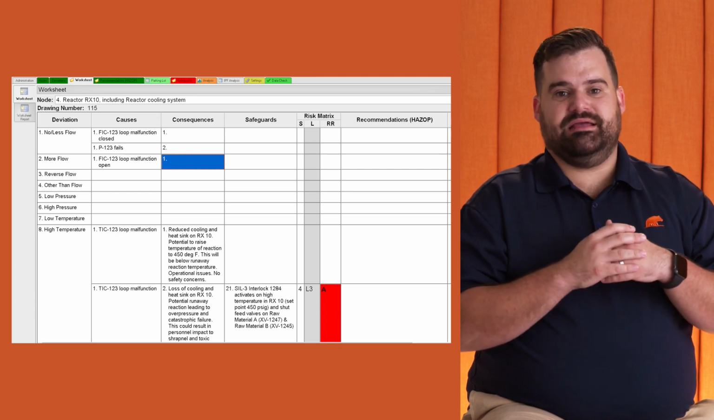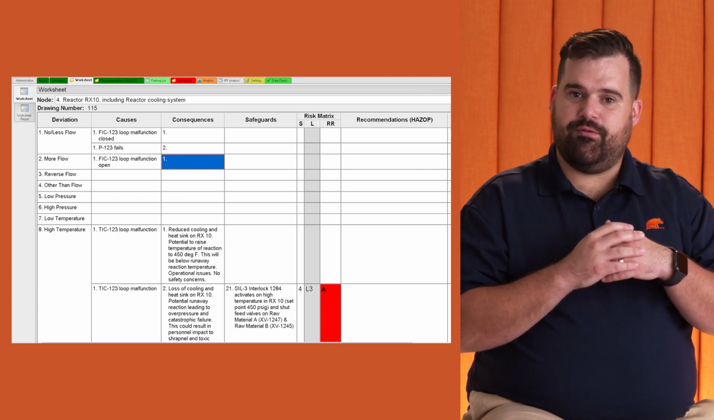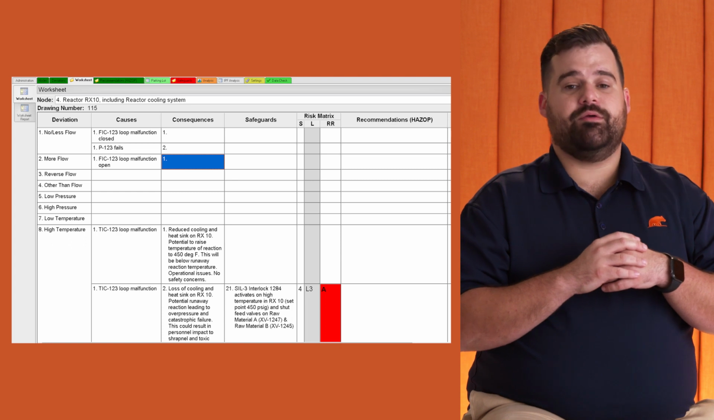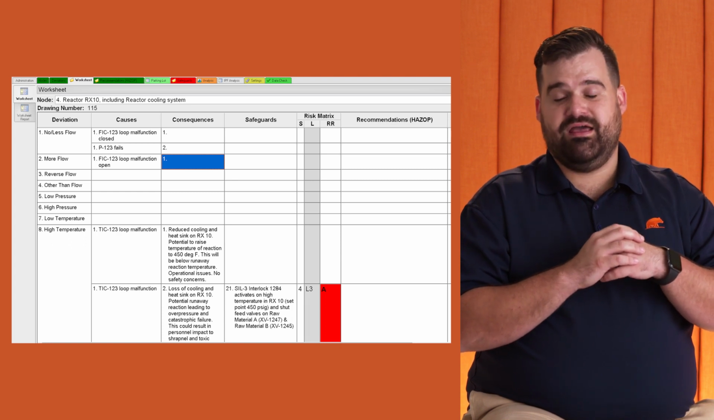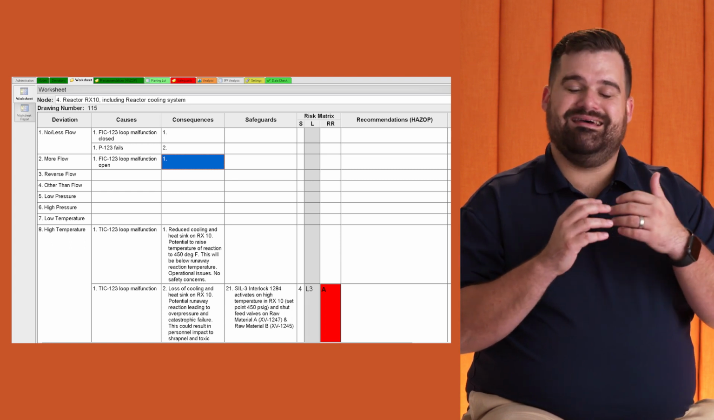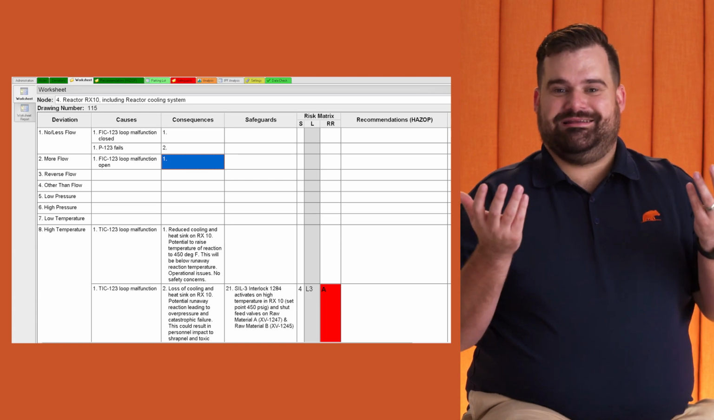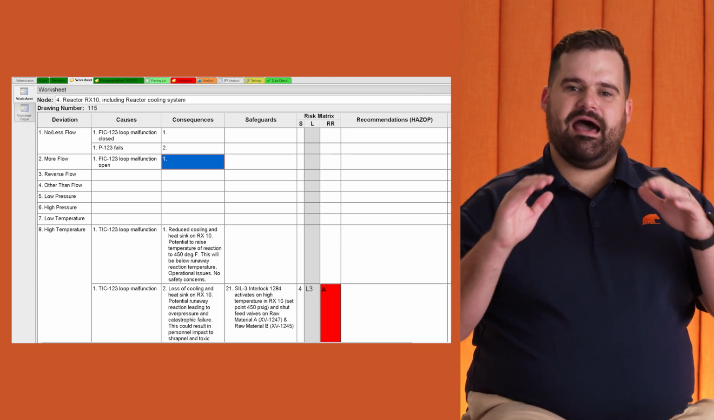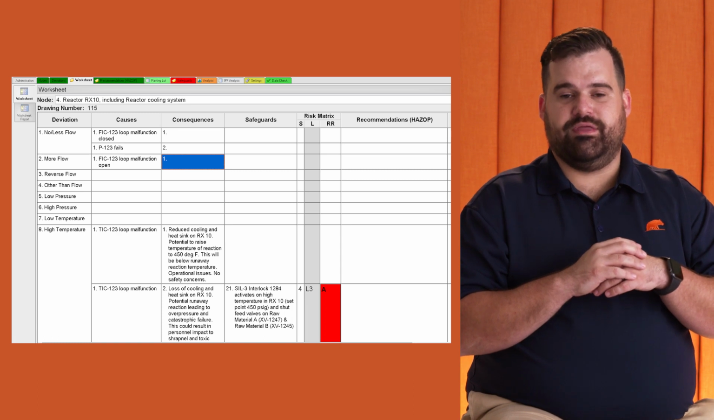But there are circumstances where if it's a process that I don't know that well, or I don't know the operation that well, there may be some causes that I don't identify. So for that reason, and the reason that I never want the team to feel like I did all the work for them, we never take out the extra deviations even though they're blank.